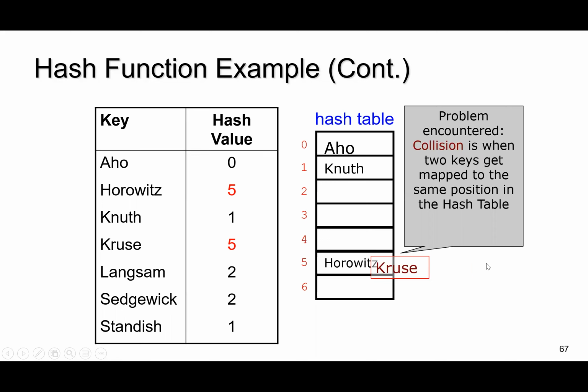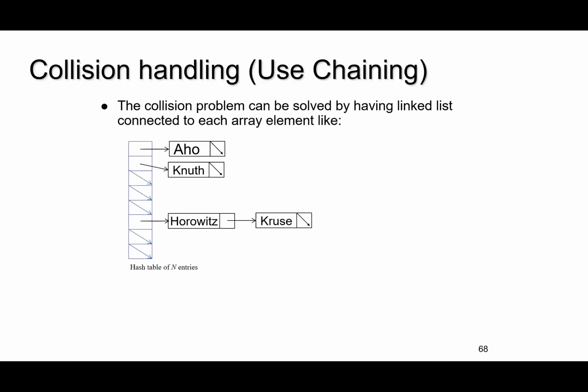How do we solve this? If I just use a 1D array, I definitely cannot store Cruz here, right? Because for one element in your array, I can only store one piece of data. So I can solve collision using chaining. One example is to use chaining.